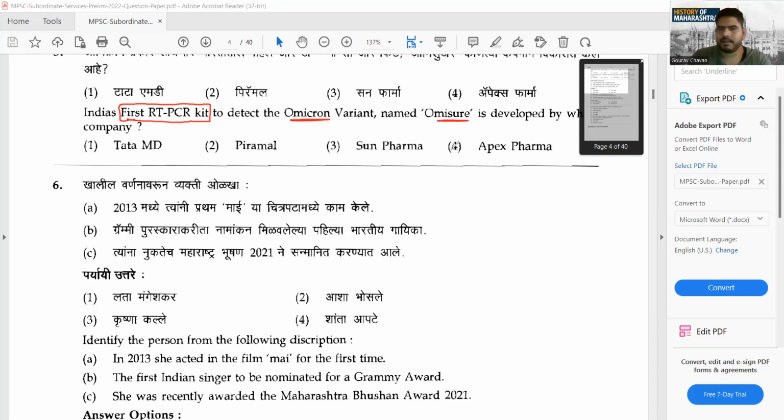which particular company? Apex Pharma? No. Sun Pharma? No. Primal? No. So the answer is... a straightforward question. If you know it, you'll get the answer. If you don't know it, you can skip it. Simple thing. There is no logic in this particular question.